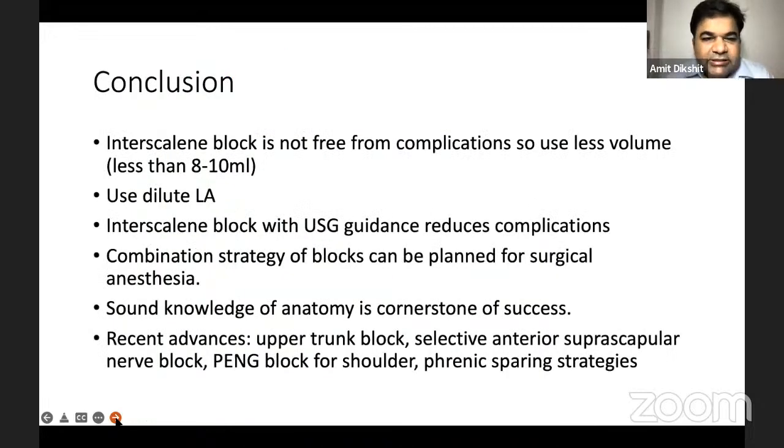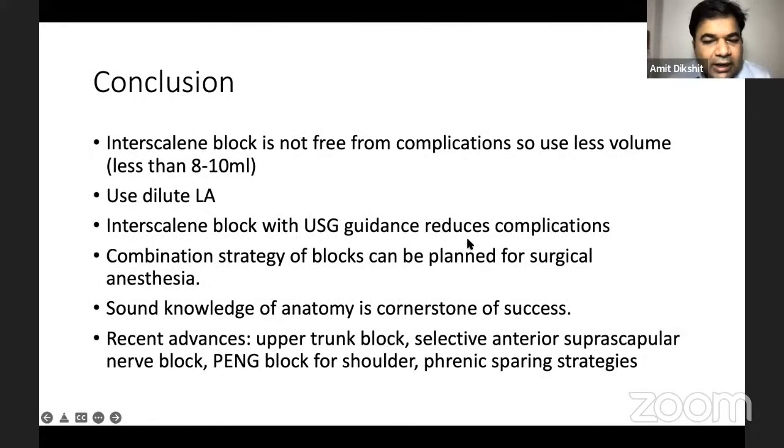So, conclusion: interscalene block is not free from complications, so use less volume, and I think it's a very good idea to stick to less than 10 ml. Use dilute local anesthetic concentration. Surgical anesthesia can be very well achieved with even 0.3% of ropivacaine or bupivacaine. If you really wish to extend analgesia, add an adjunct or perform the block next day, or you may use a continuous catheter technique.